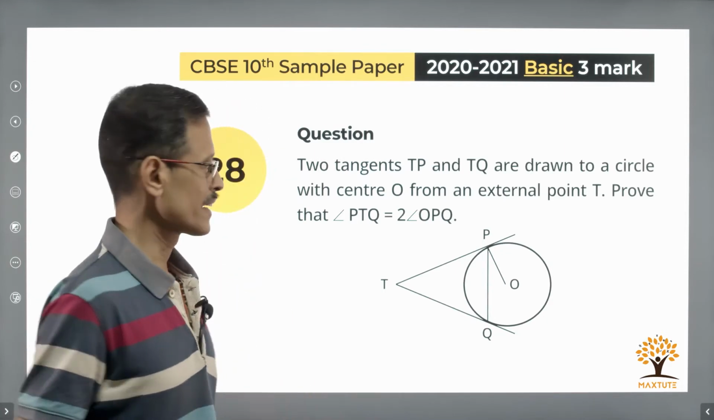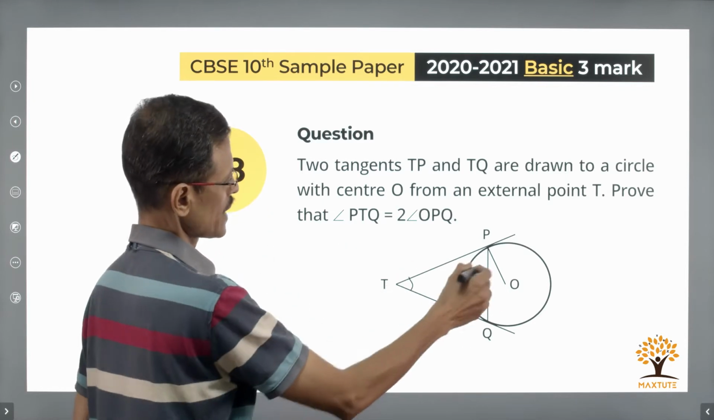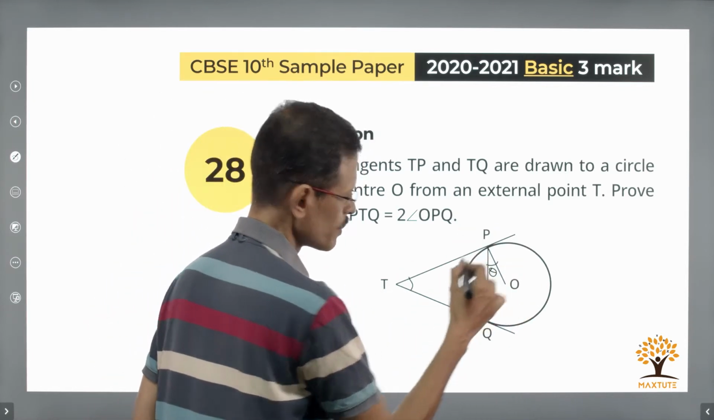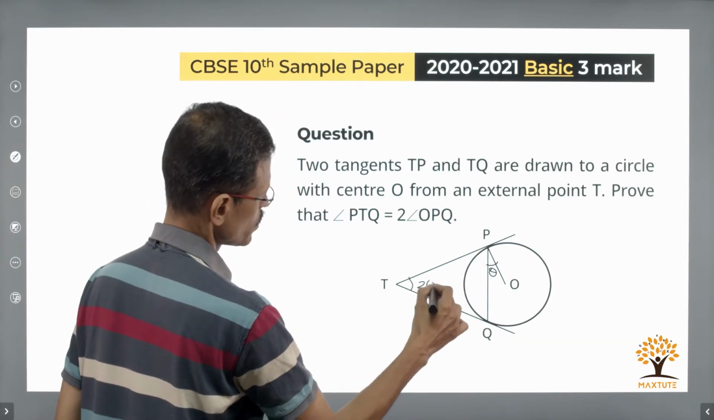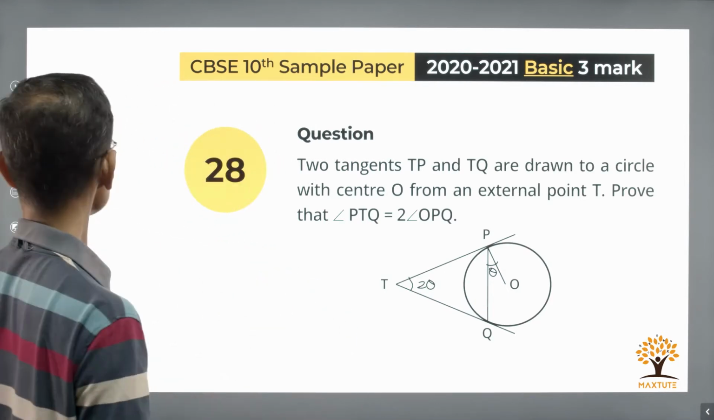We need to prove that angle PTQ, this angle, is 2 times angle OPQ. So, for sake of understanding, let us say this angle OPQ measures theta. We need to prove that angle PTQ is equal to 2 theta. We are going to be using 2-3 properties to arrive at this. Let us get started with the first of the properties.